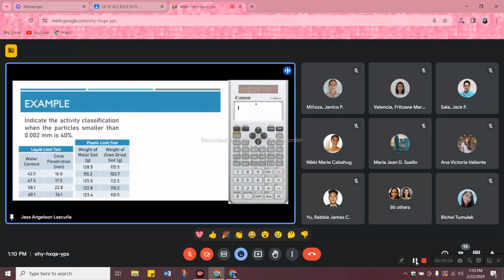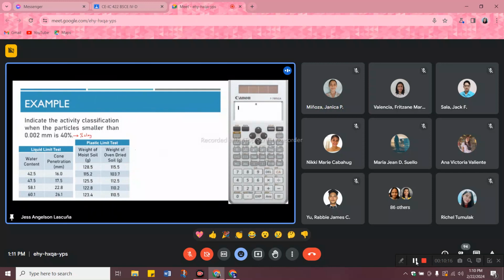Try to solve it. So indicate the classification when the particle is smaller than 0.002 mm is 40%. So meaning, smaller than 0.002 is what we call clay. So that is the percentage of clay.